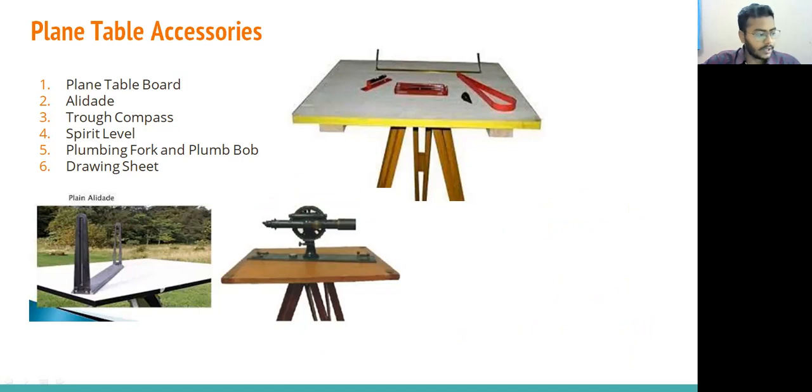This is called the vertical circle. By taking a reading on this vertical circle, we can measure the inclination, like theta. This is the telescope.